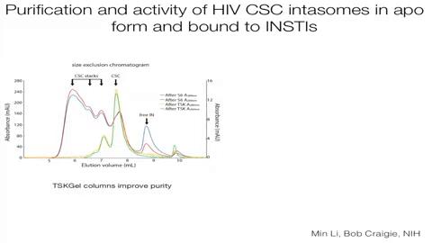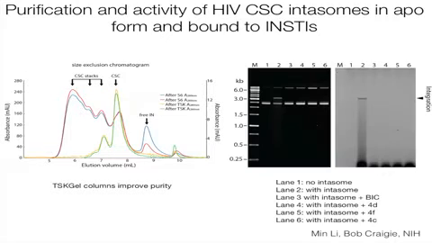And then, if we take the intasomes and subject them to an integration assay, we see that they are competent for cleavage, and that's shown in lane 2 of this gel, where you see a smear that represents multiple cleavage events. But if we use inhibitors in lanes 3 through 6, integration is effectively blocked.